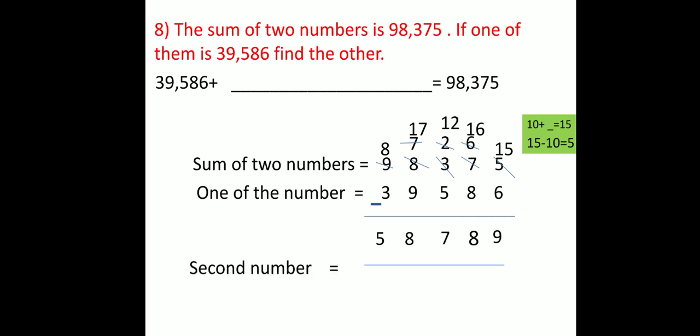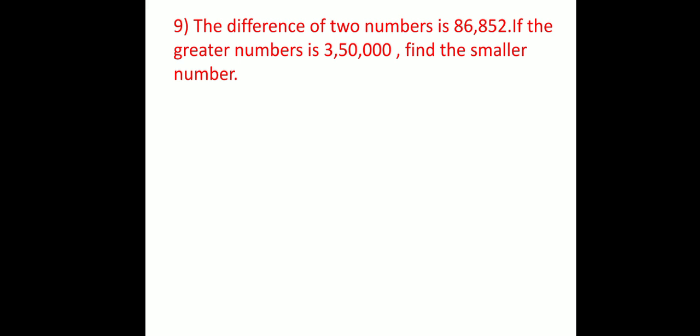Now what is that number you got? That is the second number. Second number equal to 58,789. If you add this number to 39,586, then you get the 98,375.